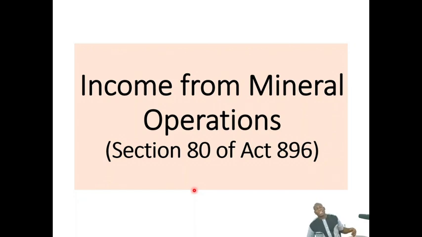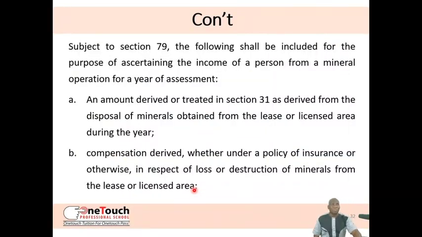Just as we were discussing what constitutes income from petroleum operations, students must also be conversant with what constitutes income from mineral operation. The following constitutes income from mineral operation. Number one, or A, an amount derived or treated in Section 31 as derived from the disposal of minerals obtained from the lease or license area during the year. So this is a sales revenue. The first one is the sales revenue. That's an amount derived from the disposal.